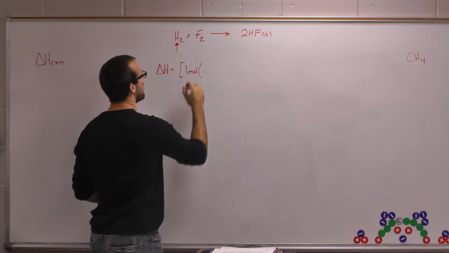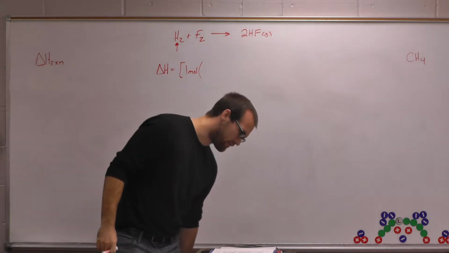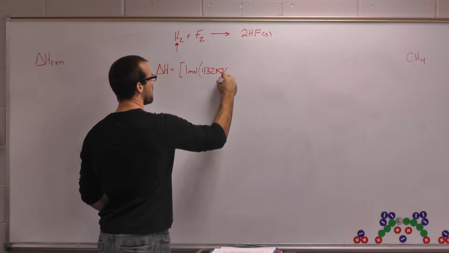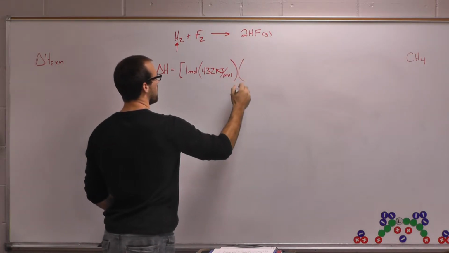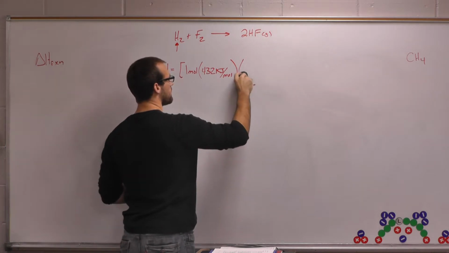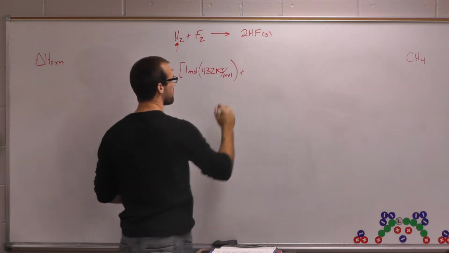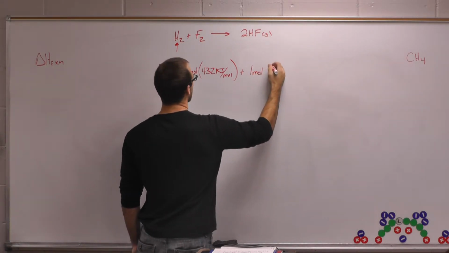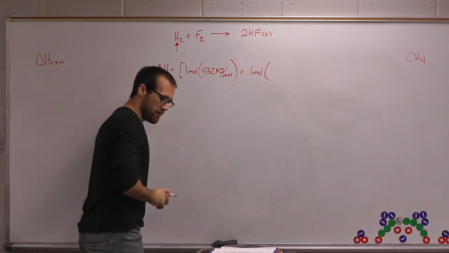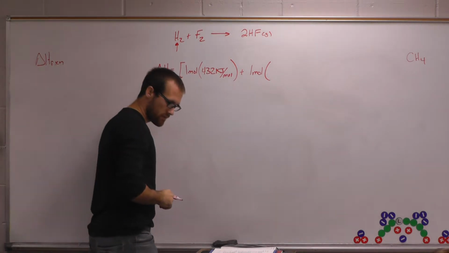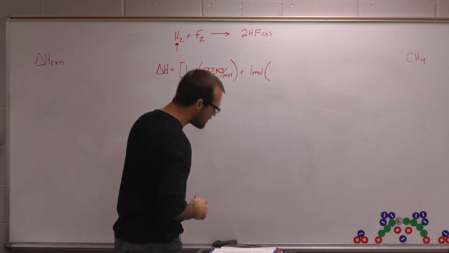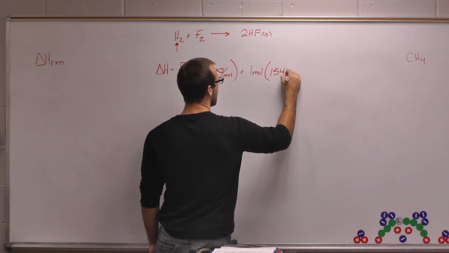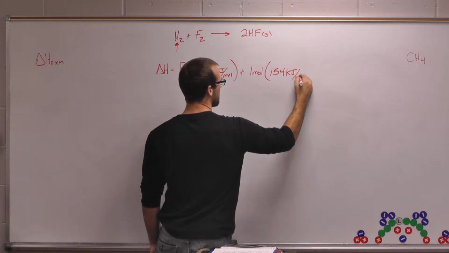Okay, so we know that we have one mole of it. And what is the bond energy for an HH? Right there at the top. 432. Then I got another mole, but I only have one fluorine-fluorine bond. What is it for fluorine-fluorine? 154. Seems like a low amount of energy to break that.